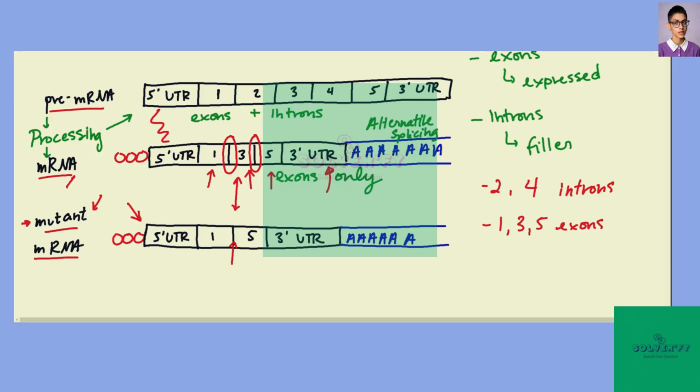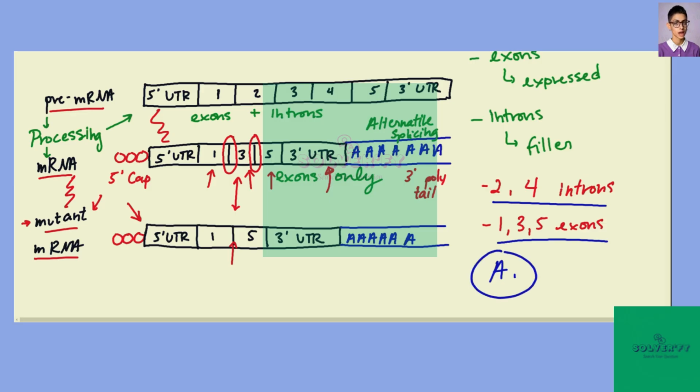And of course, in these two molecules, if you are wondering, on the left-hand side, we have the 5' cap, and on the 3' side, we have that poly A tail, which is going to provide that stability for the molecule. Keeping those in mind, the best answer choice here is going to be A, that genes 2 and 4 are going to represent introns inside this molecule, whereas genes 1, 3, and 5 are going to represent exons. So here you should pick answer choice A.